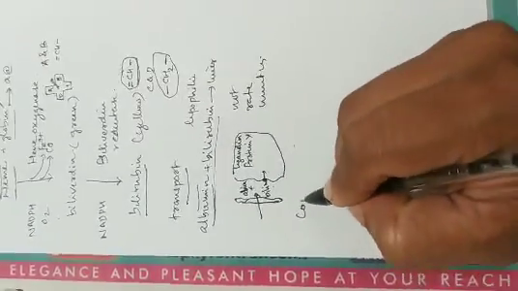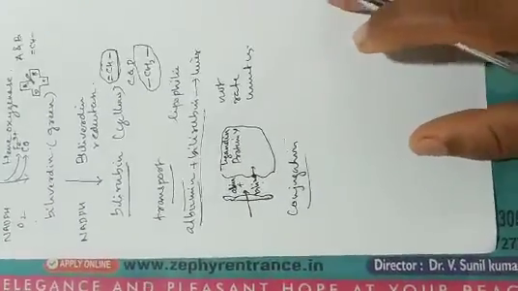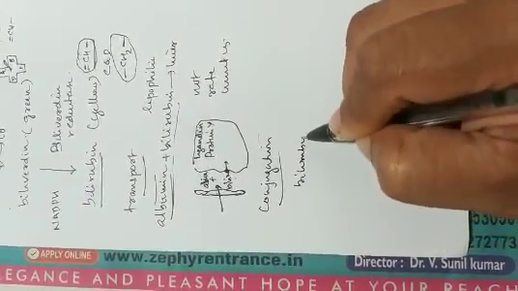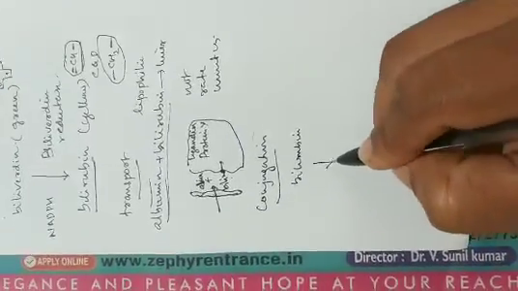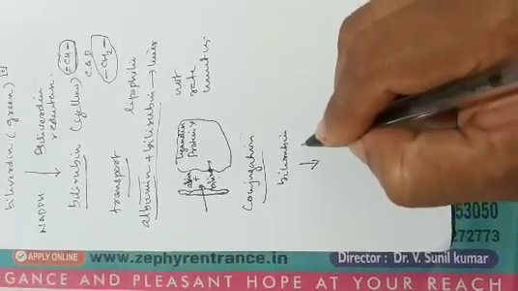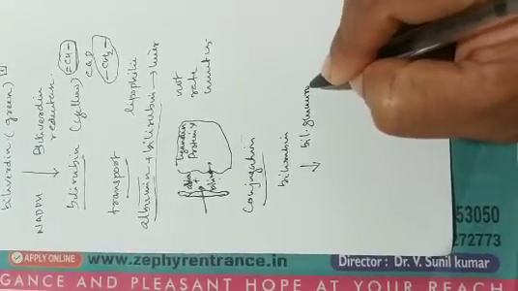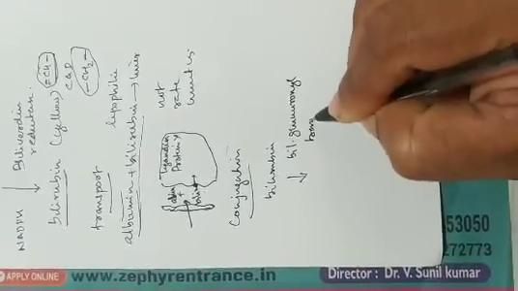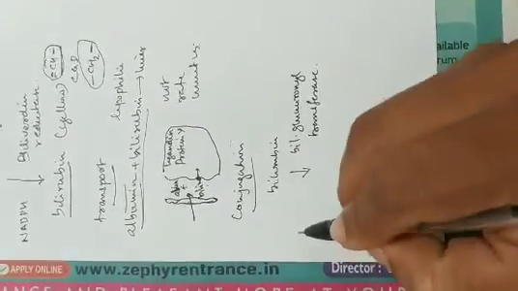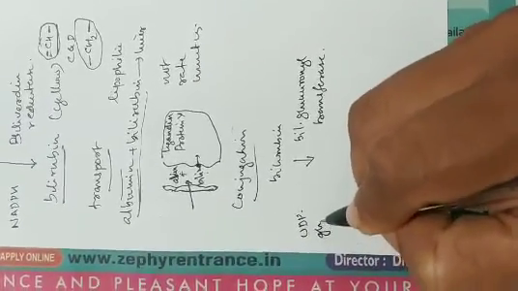നെക്സ്റ്റ് ഈസ് കോൺജുഗേഷൻ. Conjugation of bilirubin. Bilirubin combines with glucuronide with the help of bilirubin glucuronyl transferase enzyme. Bilirubin accepts a glucuronide molecule from UDP glucuronide.